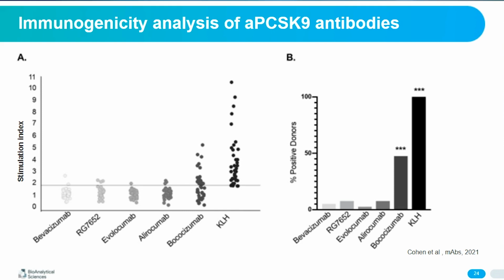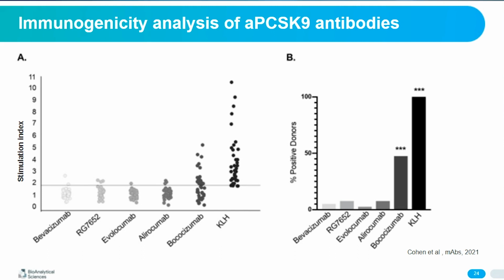RG7652, avolucumab, alirucumab, and bococizumab are all anti-PCSK9 antibodies. But while bococizumab had 48% clinical ADA, all the rest were shown to have low clinical ADA. So we use this assay that I just described to assess how they will activate the T cells in vitro. You can see here that following the stimulation with bococizumab, half of our donors had high T cell activation in their stimulation index.